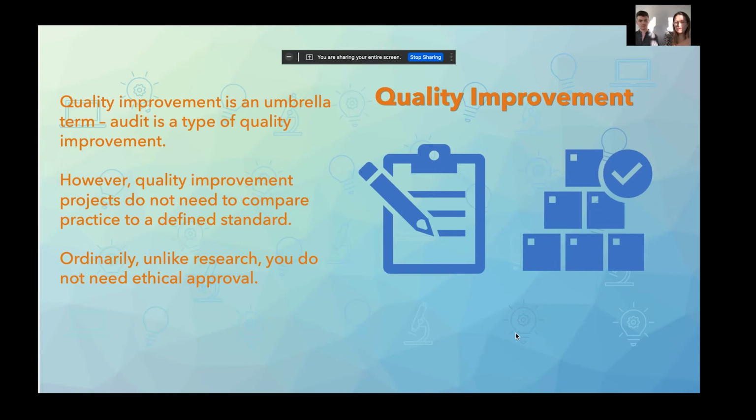However, a quality improvement project in itself does not require that defined standard. So it does give you a little bit more freedom. Normally, unless you're doing anything huge, and obviously I would speak to seniors about this, you don't need the ethical approval because you're just improving the patient care or improving the standard that's already in place.